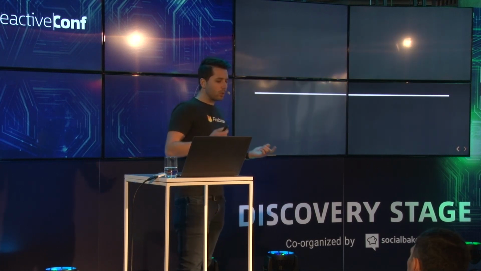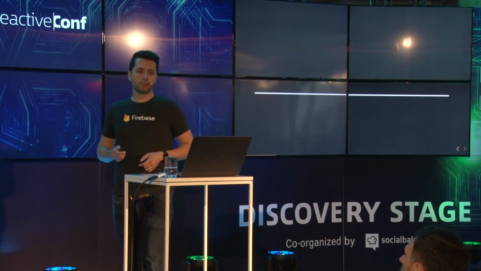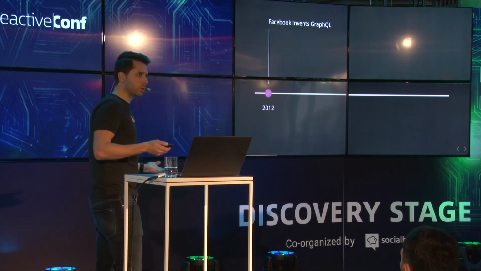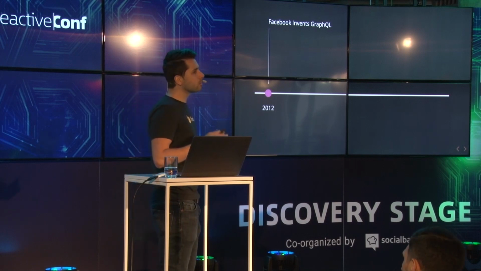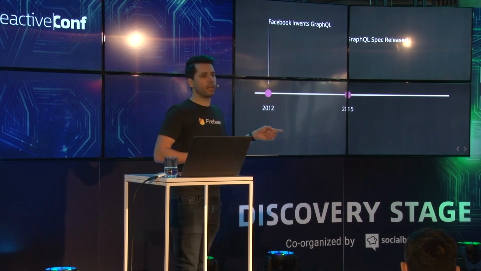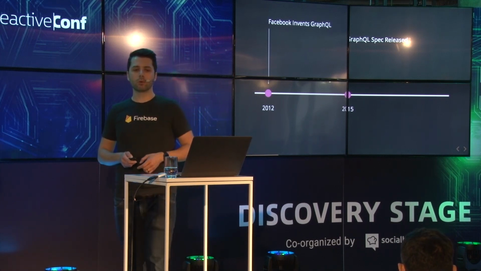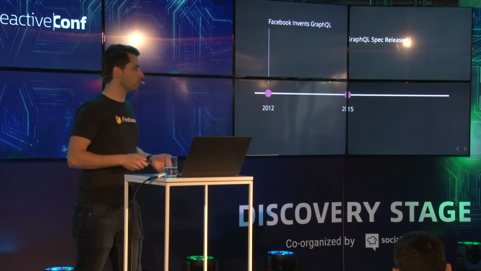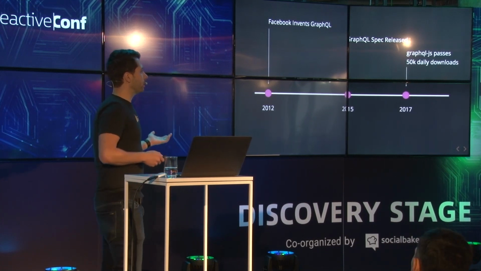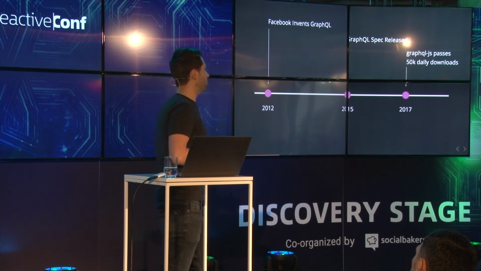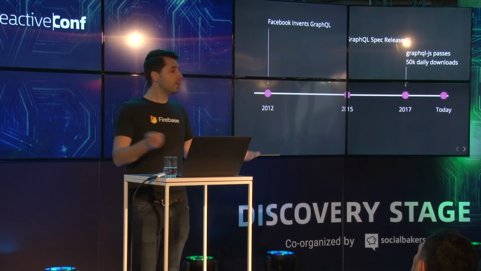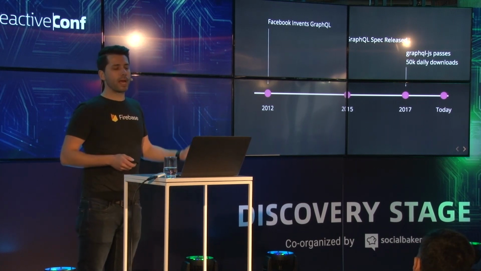Now, the thing is, GraphQL is early, if we think about it. Facebook came out with it back in 2012. So 6 years ago, in technology terms, that's a pretty long time ago. But it wasn't until 2015 that the spec was released. So we're talking only 3 years ago that the GraphQL spec was first released. And it wasn't until last year that GraphQL.js passed a daily download mark of 50K downloads. Here we are today.